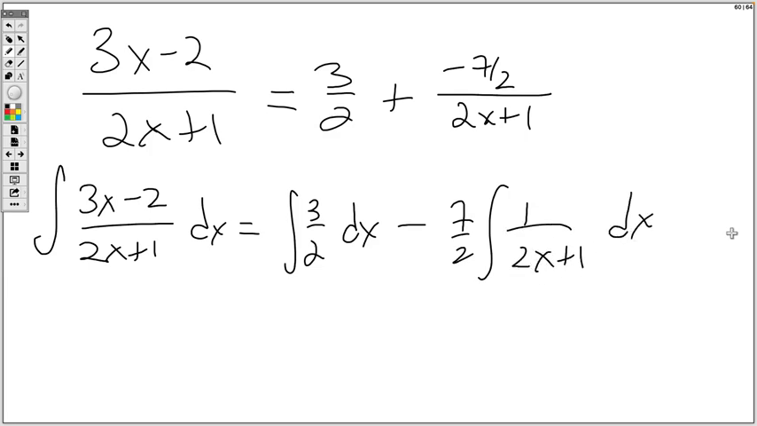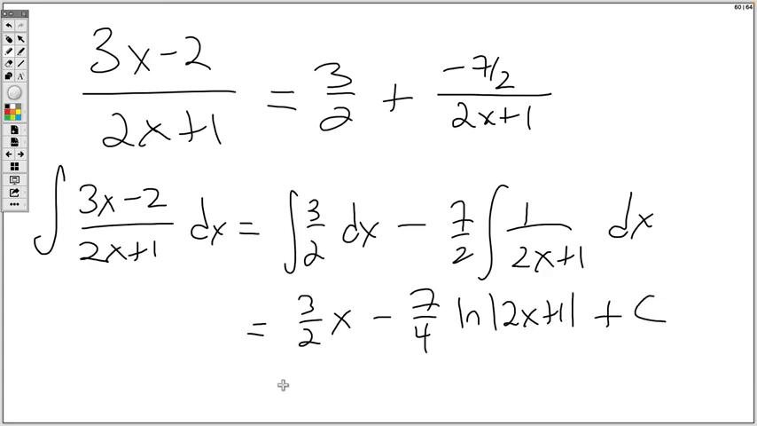You follow or not, folks? And so you can go through the usual sorts of machinations. You'll get 3 halves x from here, minus 7 fourths natural log absolute value of 2x plus 1, plus C. Okay.